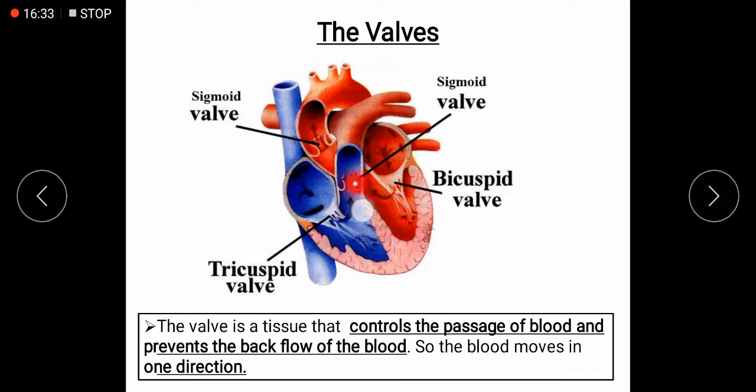What's the function of this valve? Also, it will close in order to prevent the backflow of blood, so the valves are the tissues that allow the blood to pass only in one direction. We should memorize these valves. It's easy. Remember, tri, right, and the second one is the bicuspid valve. The last one is the sigmoid valve between the ventricles and the arteries. So let's continue with more about the structure of this heart.